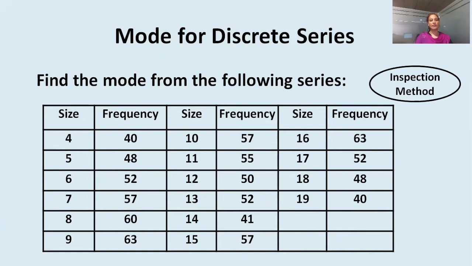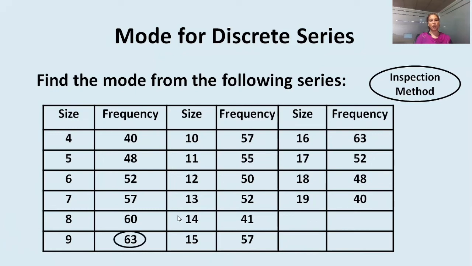So here we will see firstly in the frequency columns. In the frequency columns, you can see column number 2, column number 4 and column number 6. These are the three frequency columns. So in all these three columns, we need to identify the highest frequency. So here we can see in all these three columns, the highest one is this 63.